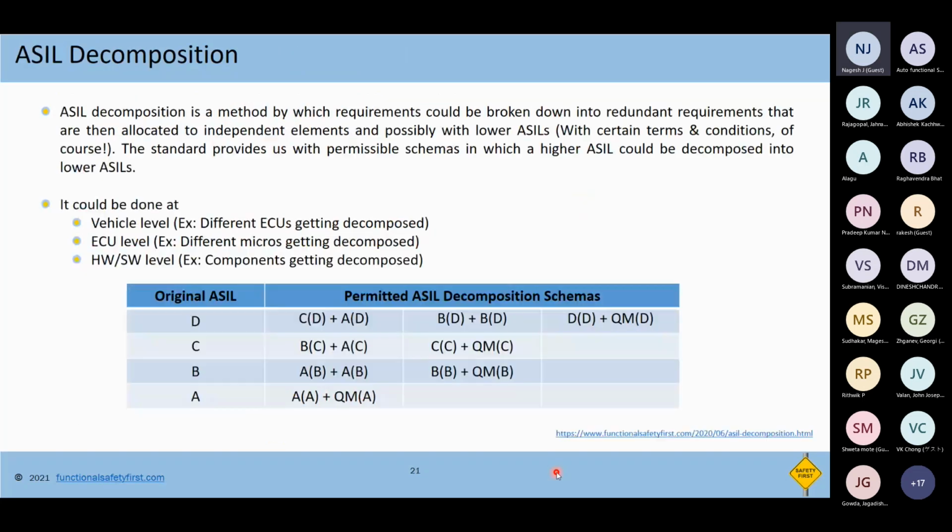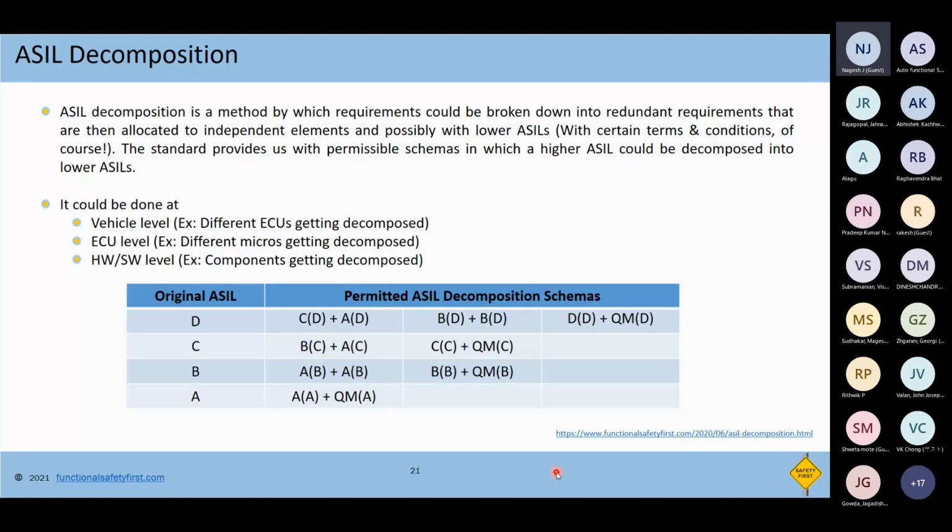Next slide, please, Sridhar. So finally, we come to the last but not the least of the concepts. This one is about the ASIL decomposition. This is something that you will come across very frequently when we are talking about functional safety. I would say ASIL decomposition is a kind of tailoring, or a method by which requirements could be broken down into redundant requirements, and then allocated to independent elements.